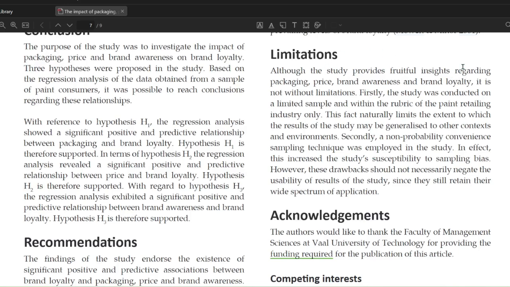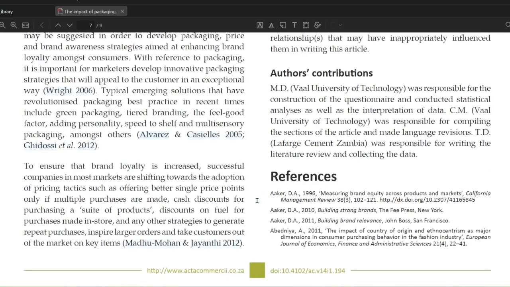Although the study provides fulfilling insights regarding packaging, price, brand awareness, and loyalty, it is not without limitations. Then they say that it studied the paint retailing industry and other things, like the non-probability convenience sampling technique. This technique is another limitation, and other things are also written. And in recommendations also, they have written about their study matter.